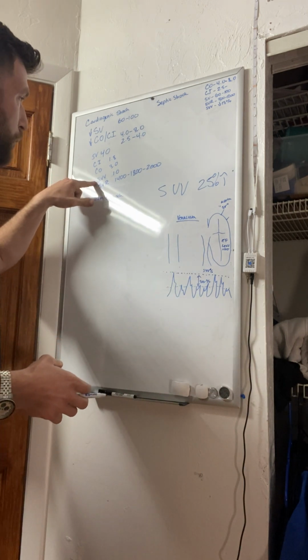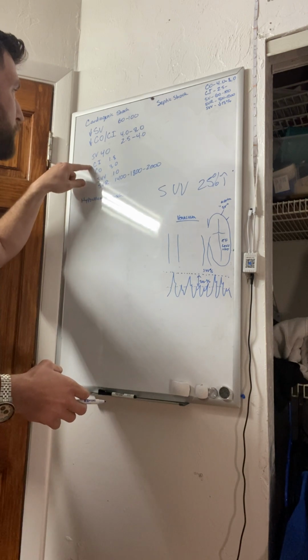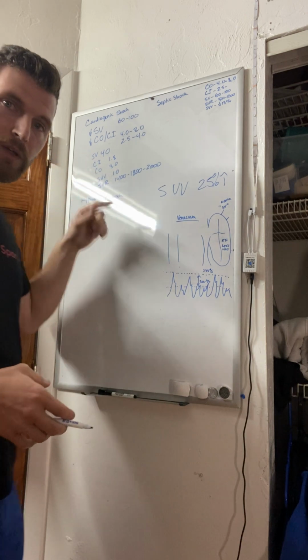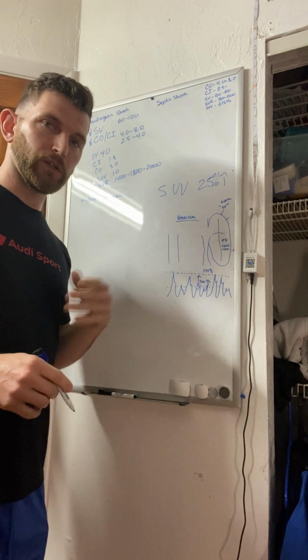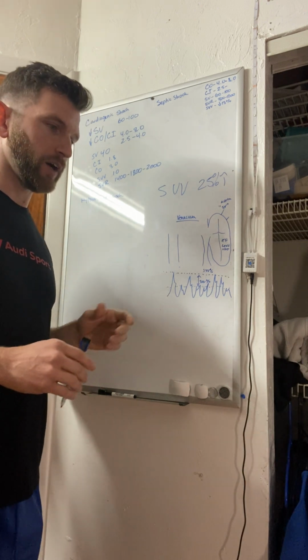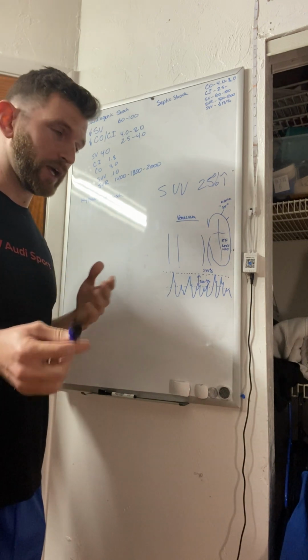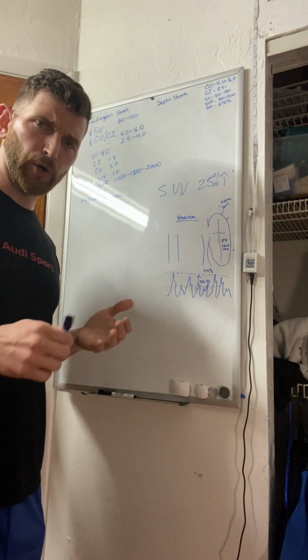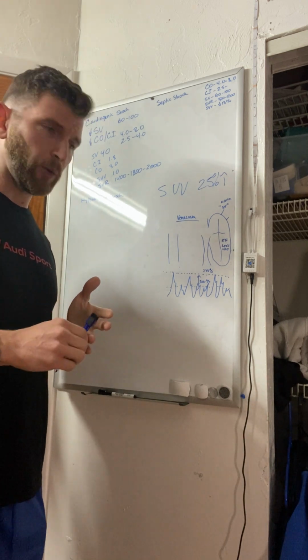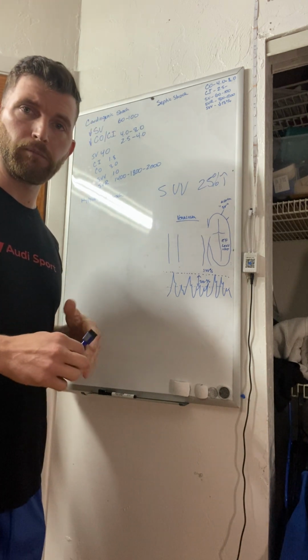The SVV is normal. The cardiac index and output are low and the stroke volume's low. This patient needs an echo. Let's find out if they have a low EF. They probably need something along the lines of an inotrope like dobutamine, dopamine, milrinone, something like that.